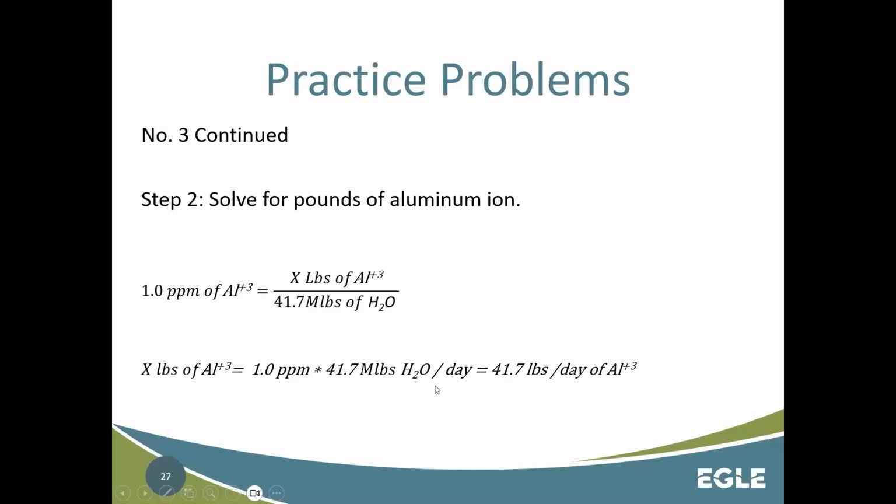day of aluminum. And this is where it can get a little bit tricky maybe to keep track of your units, but this is parts per million, so it's basically 1 over a million. And this is 41.7 million pounds per day. So the millions are going to cancel out, and that's how you're going to be left with just 41.7 pounds per day of aluminum ion.